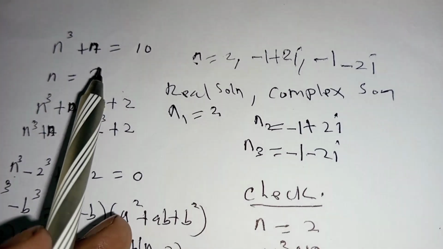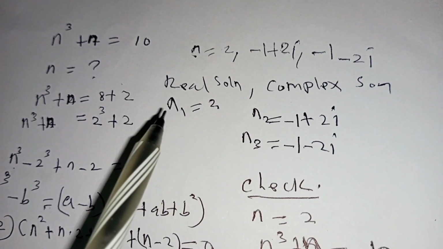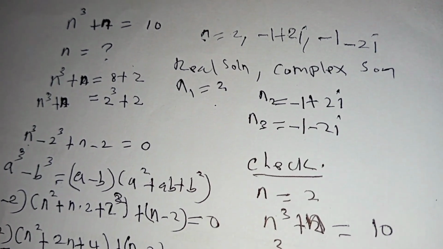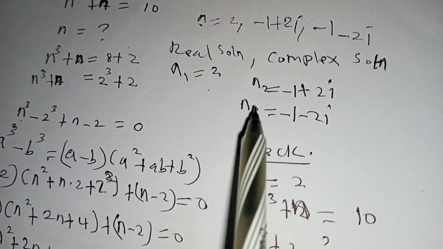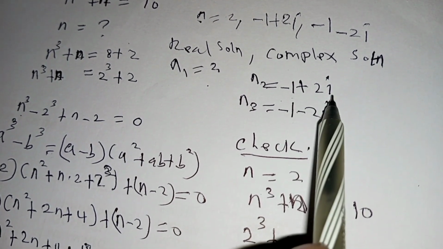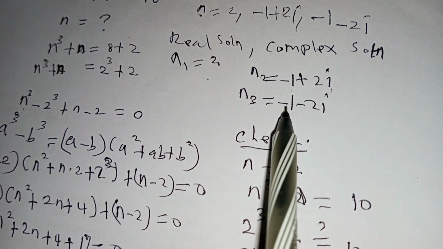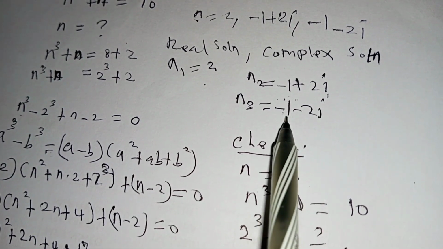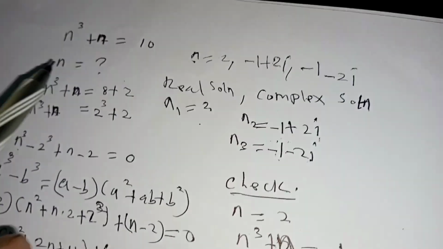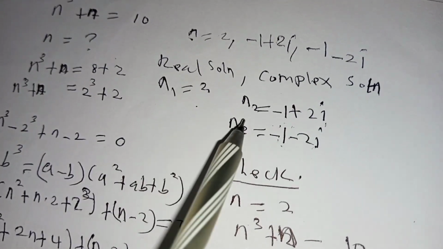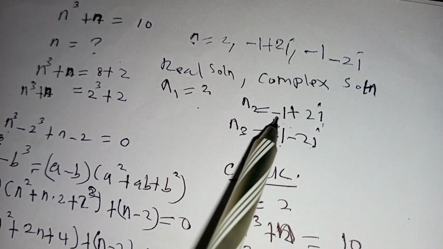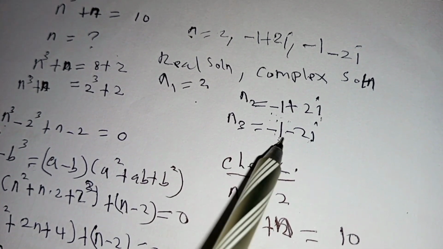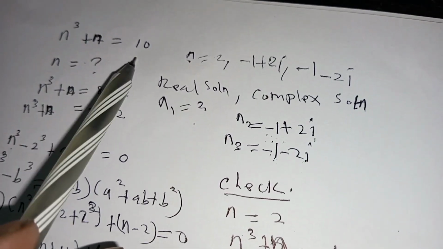meaning that in this equation given here, n cubed plus n is equal to 10, the real solution of n is 2, and we have these 2 complex solutions, negative 1 plus 2i and negative 1 minus 2i. Kindly, you can verify in this equation whether the value of n being negative 1 plus 2i, and the other one negative 1 minus 2i, satisfies this equation.